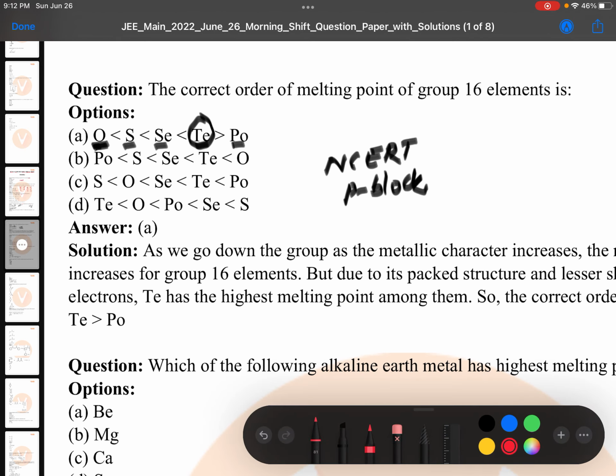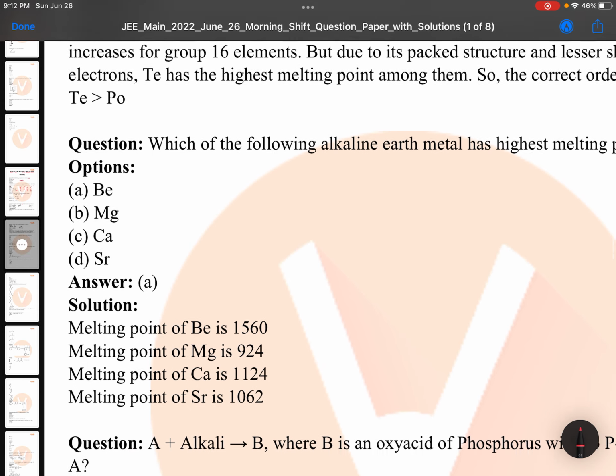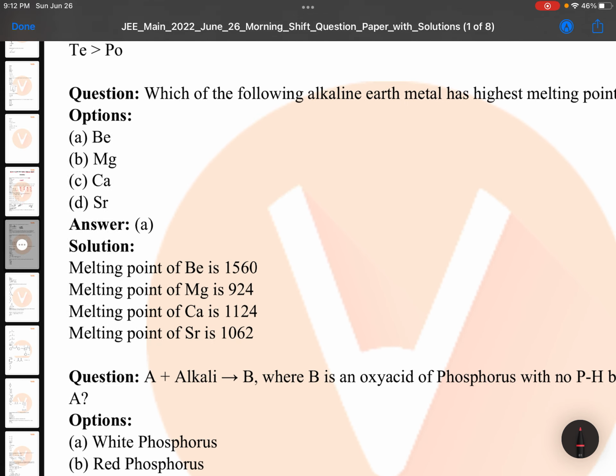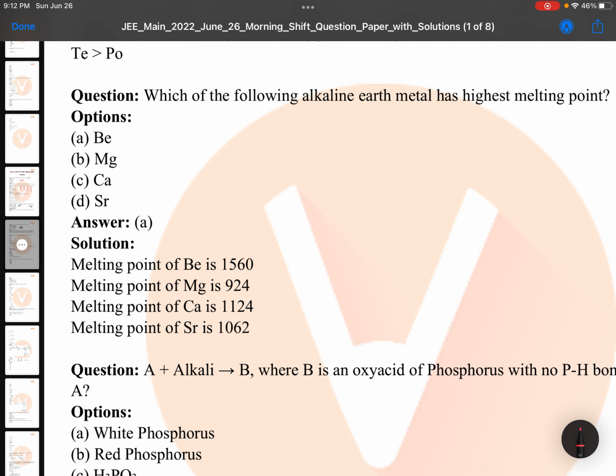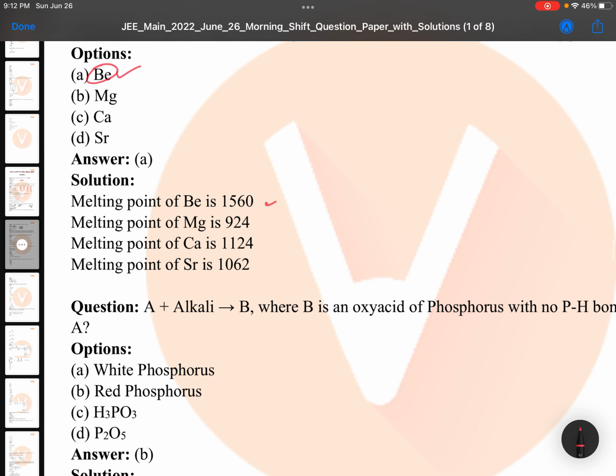Fine. Coming to which of the following alkaline earth metals has the highest melting point? The highest melting point award goes to beryllium because of its small size. Now the values are also mentioned here, but no need to remember the values. Melting point is generally for alkali metals and alkaline earth metals, the top element is maximum.